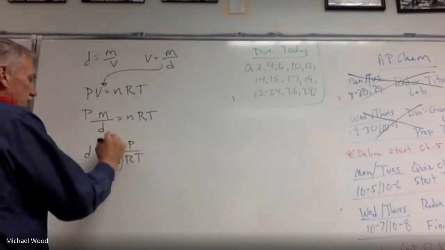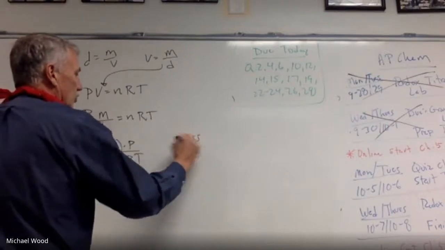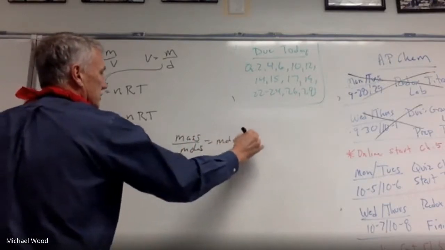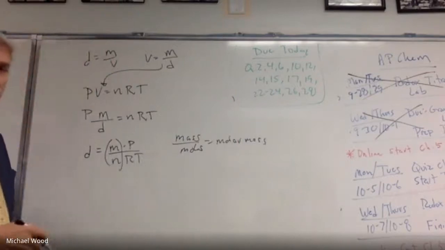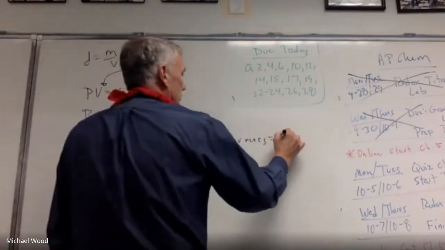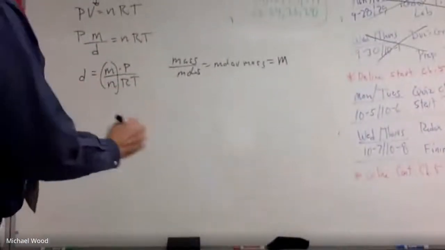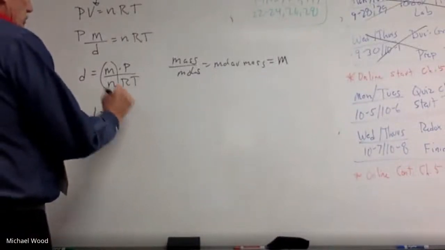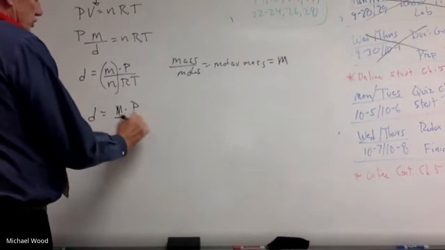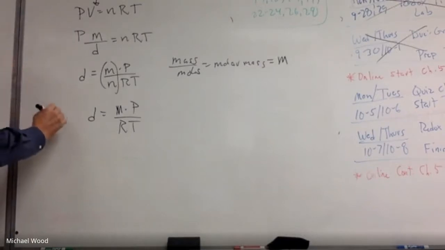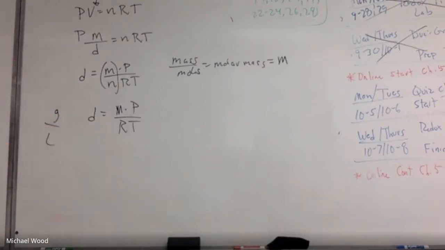Well, if I have mass over moles, that is the molar mass. Mass per mole is the molar mass, and in chemistry, they always give this a capital M. So if I plug that in, the density is equal to the molar mass times the pressure over RT. The units on the density of a liquid or a solid are always grams per milliliter, but for a gas, it's grams per liter. The density of a gas is much less.